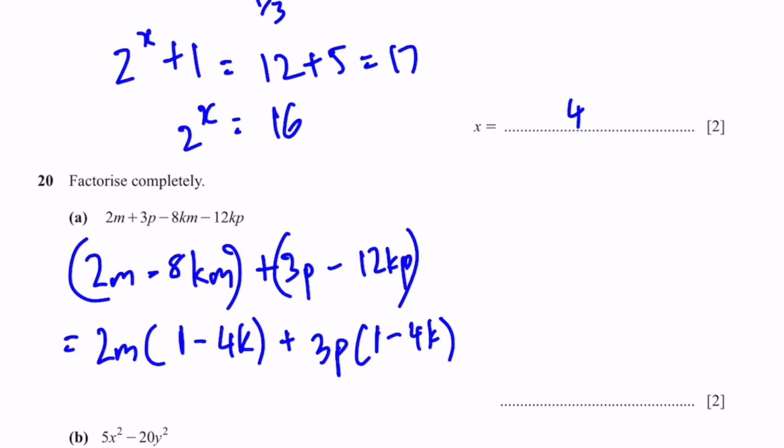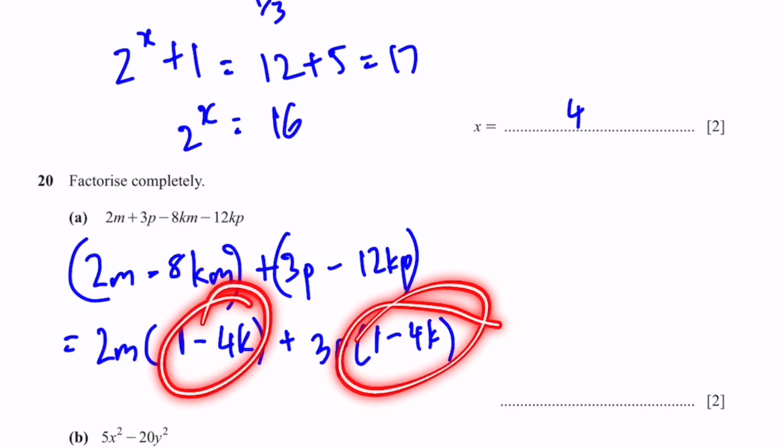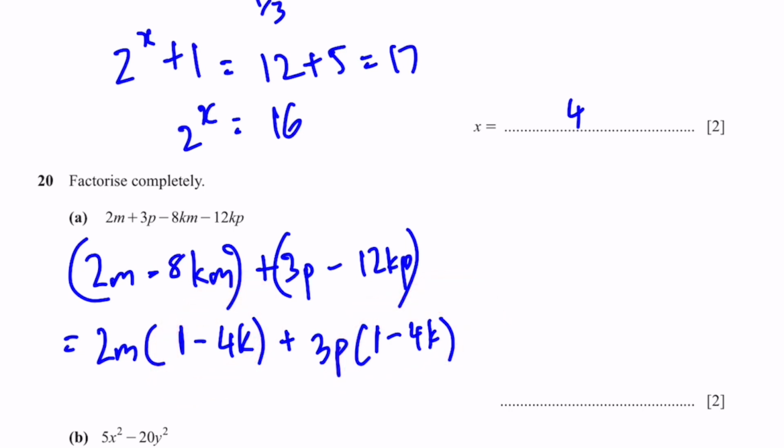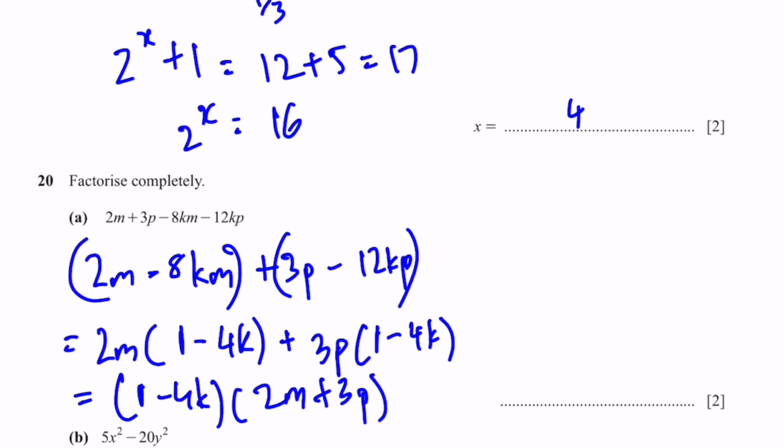Now you can see that both of these are common factors in this, so you can take that out. It's equal to 1 minus 4k into 2m plus 3p. That's the answer.